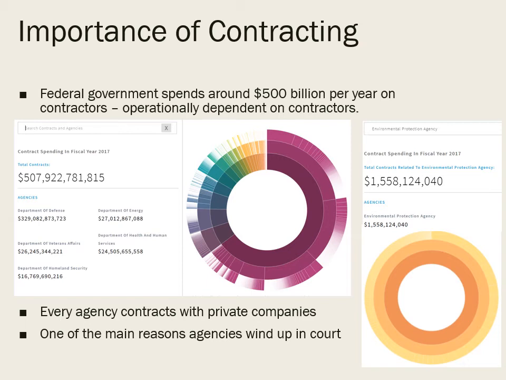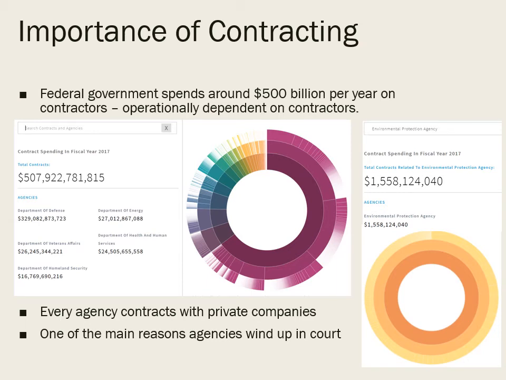So every agency contracts with private companies. Overall, we've got 300,000 contractors, those are the companies, and around 8 million contractor employees throughout the federal government. So you can see towards the right-hand side of the screen, that's the EPA in orange. It spent $1.5 billion on contractors in FY 2018.